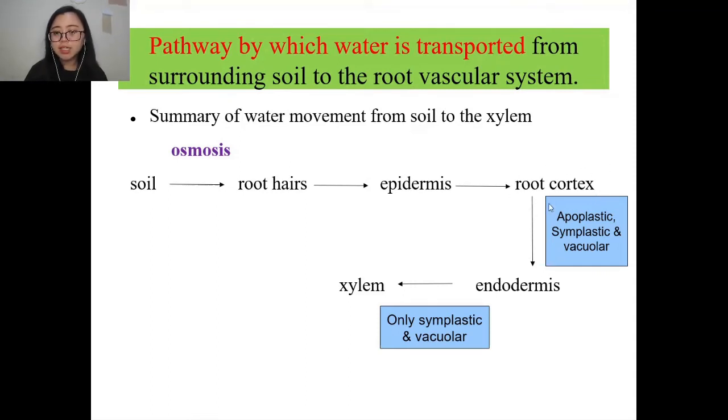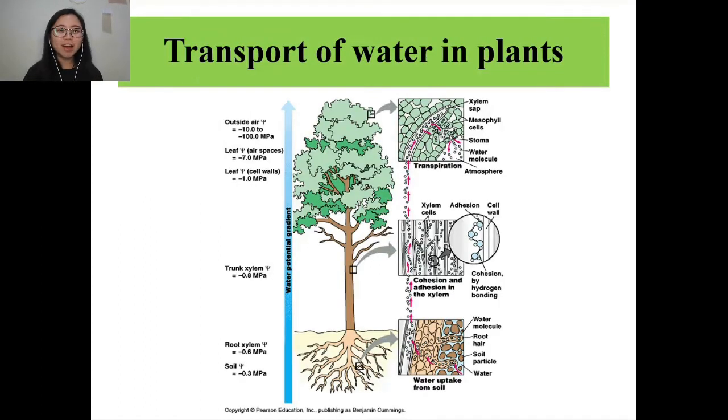From the root cortex into the endodermis, it can move via the apoplastic, symplastic, and vacuolar pathways. From the endodermis into the xylem, water can only move via the symplastic and the vacuolar pathways. So I hope that's a bit clear. If not, maybe you have to have a look at the diagram and the animations again, or you can ask me questions later. All right.